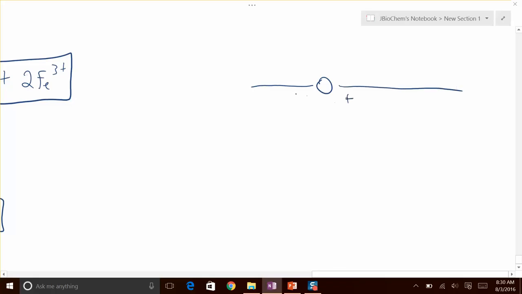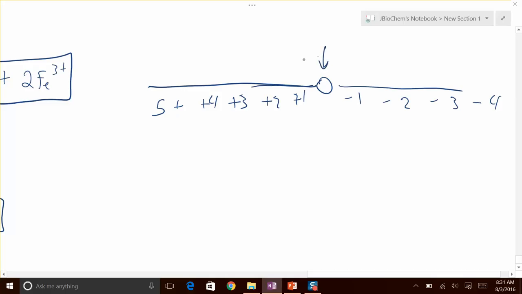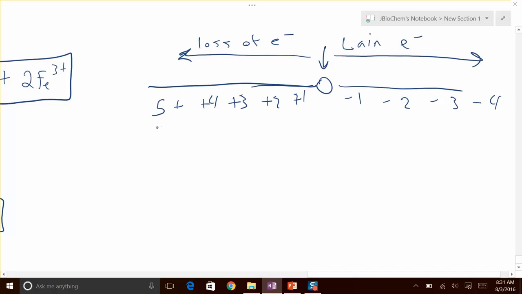Sure. Okay. So if I have, let's say, we'll just draw a number scale here. Actually, I should draw it this way. So negative 1, negative 2, negative 3, negative 4, plus 1, plus 2, plus 3, plus 4, plus 5. Okay? So if my charge is 0, then I'm right here. If I lose electrons, I'm becoming more positive, right? Loss of electrons. If I gain electrons, I'm going this way. Gain electrons.